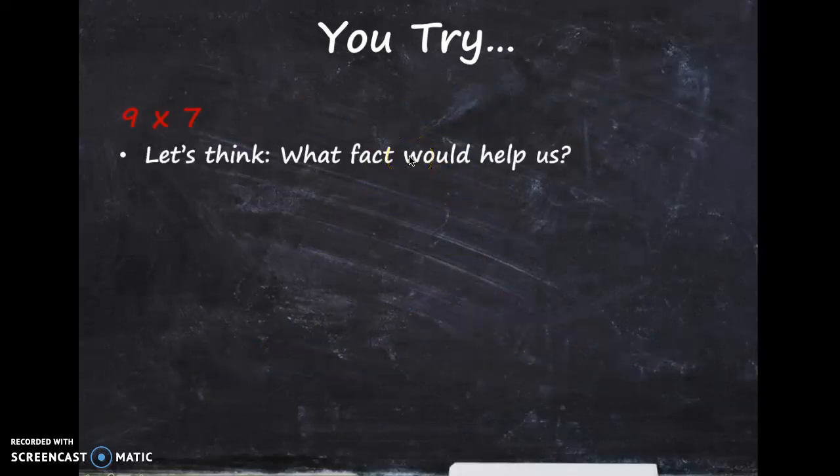Now I want you to try one on your own. What is 9 times 7? So let's think, what fact would help us here? One way we've learned to solve 9 times 8 was to break them up into 8s. Now we can do the same thing with 7s.